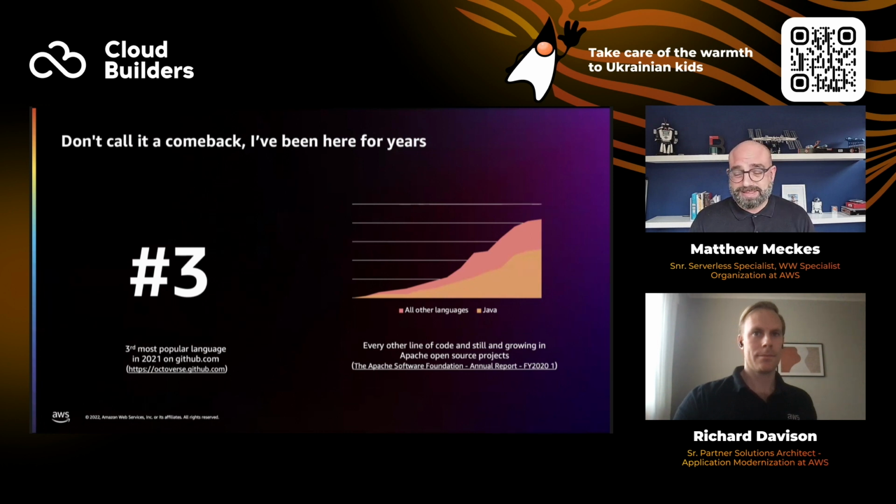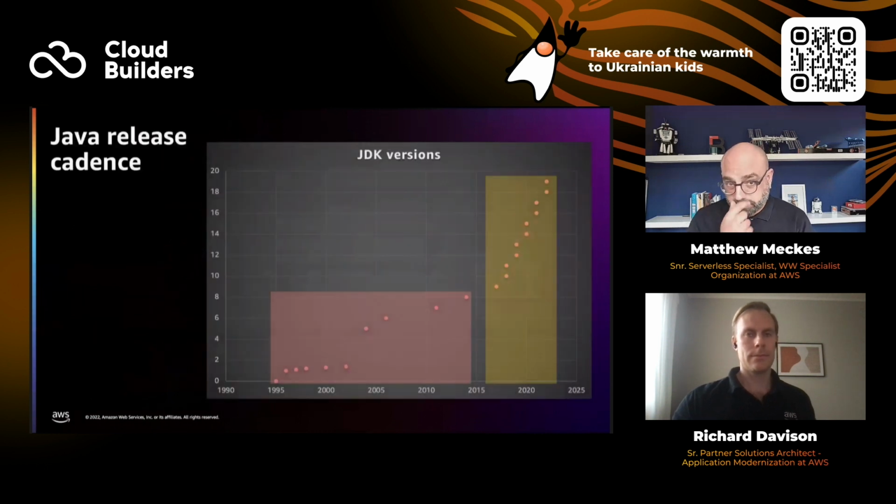Java is still the third most popular language on GitHub. We also see huge demand, particularly in these amazing open source projects, things like Kafka and Airflow, that are predominantly driven in Java. That's really reinvigorating innovation in the Java ecosystem. I thought it was an interesting stat: if you look at all the Apache open source projects, every other line of code is Java, and the other half is everything else, and that percentage is growing.